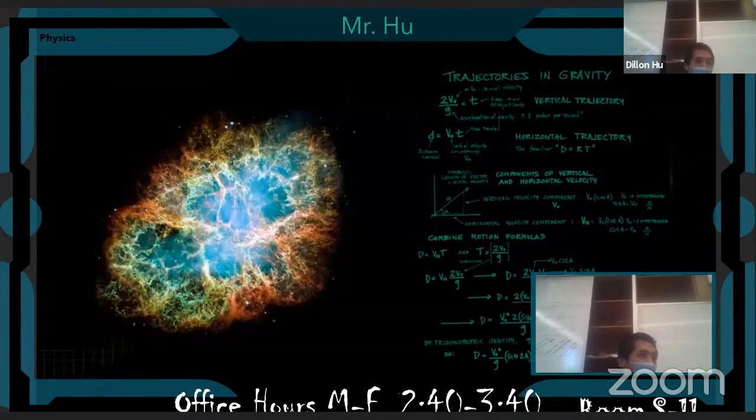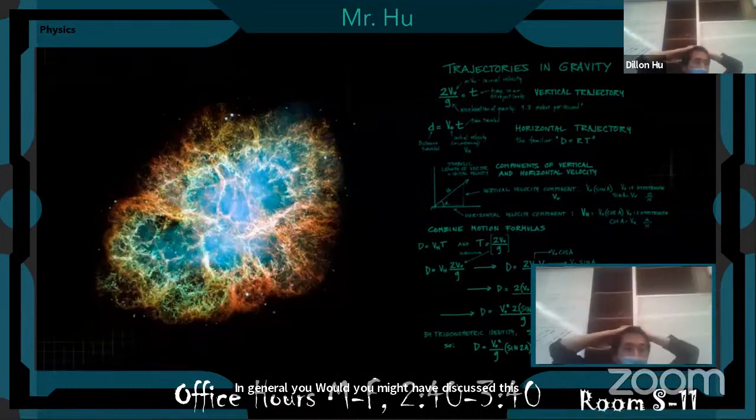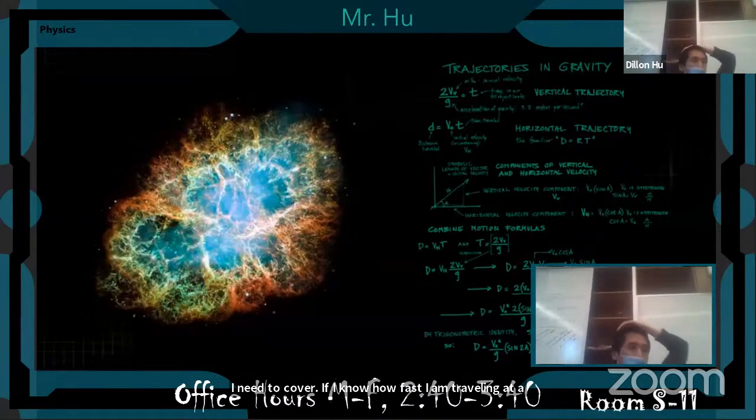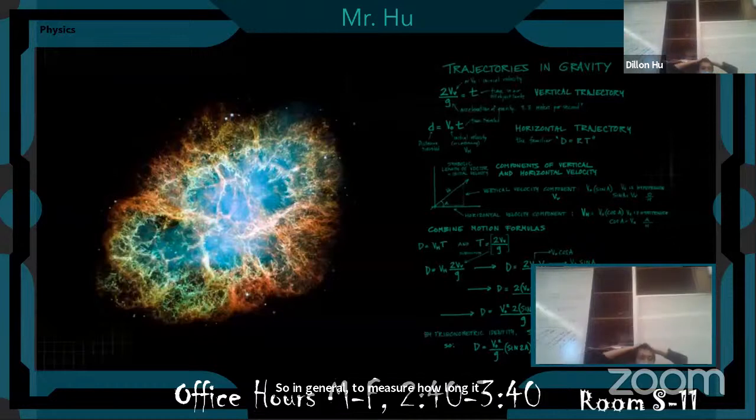Okay, so in terms of how do we measure revolution times of stuff, in general, what you might have discussed is something like this. If I can figure out how much distance I need to cover, and if I know how fast I am traveling, I can take the two and divide them to get a time. So to measure how long it takes to travel a certain straight line, I can just take my distance and divide it by my speed, and I'll get a time for that.